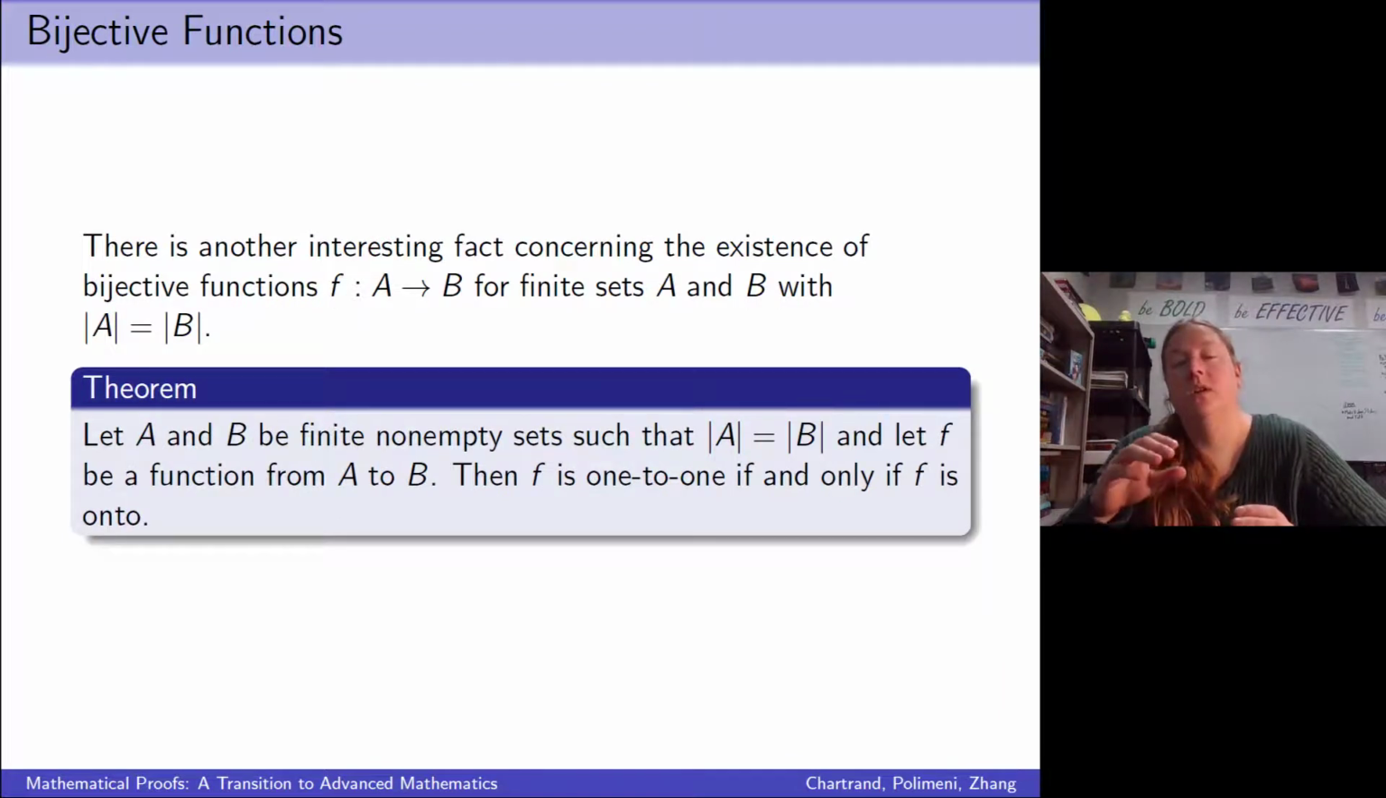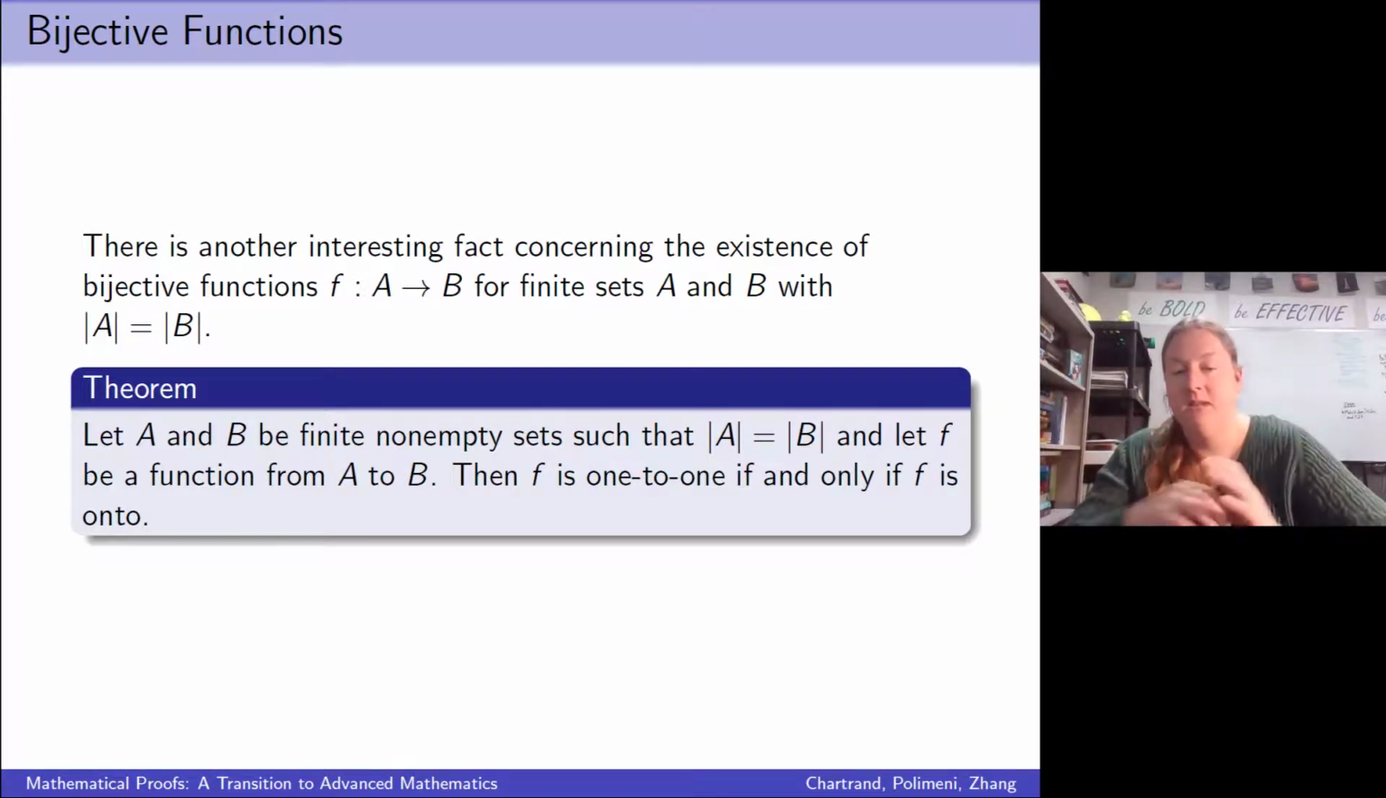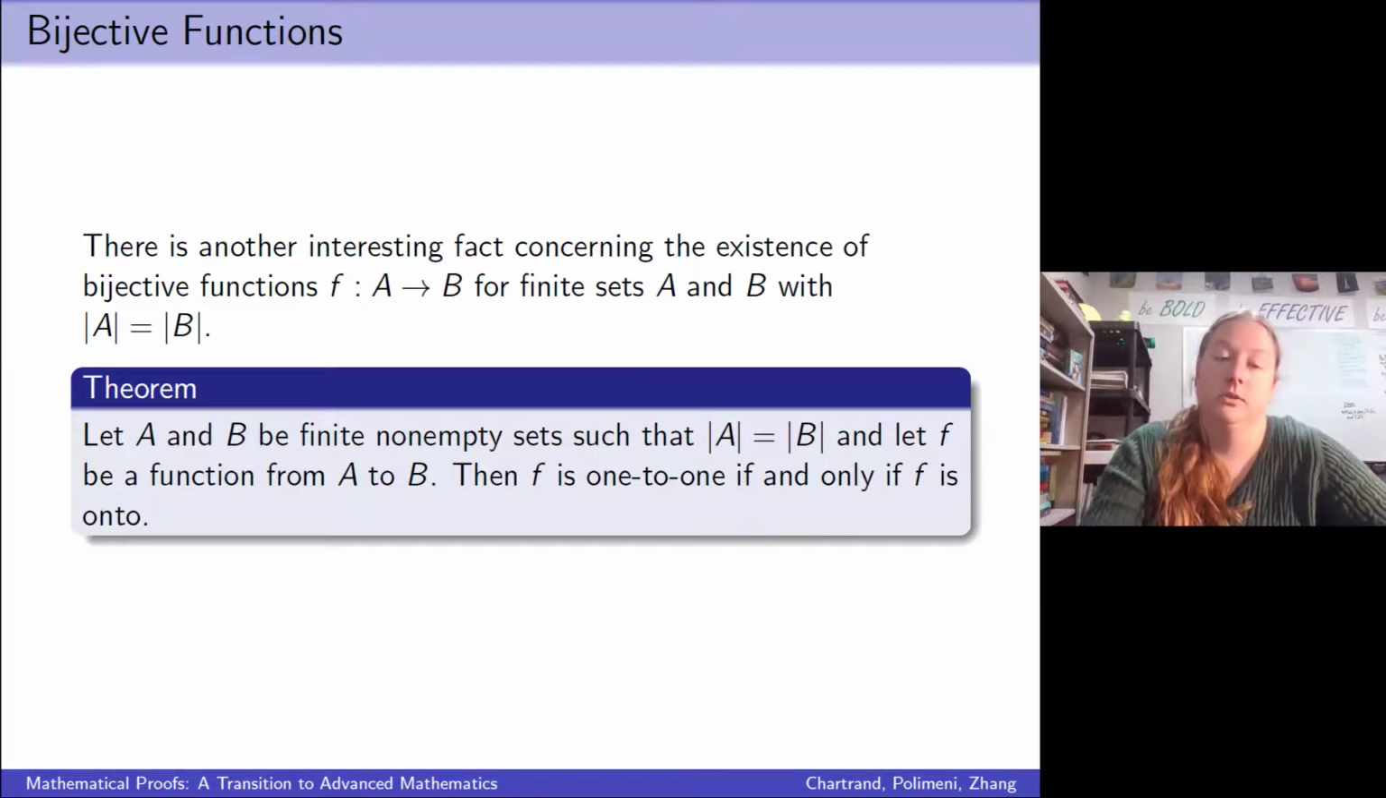So it turns out that if I have two sets, A and B, finite non-empty sets, with equal cardinalities or equal sizes, and I have f as a function from A to B, then f is 1 to 1 if and only if f is onto. So a function from A to B is either bijective or it is neither 1 to 1 nor onto.